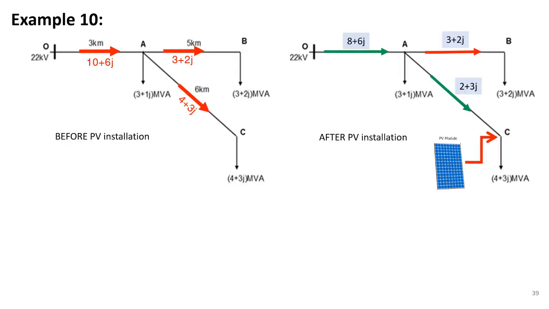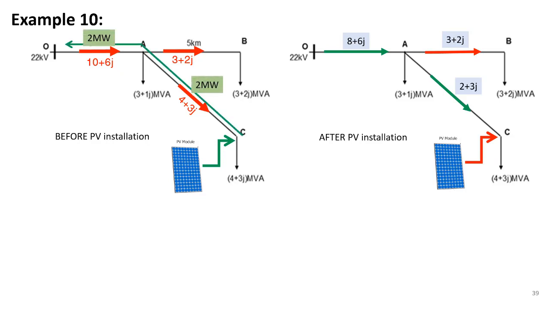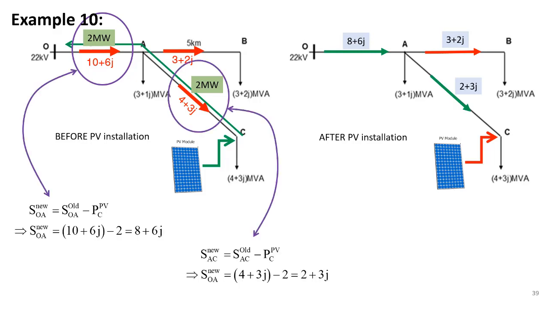Comparing the power distribution diagrams of example 9 and example 10, we can see that if we apply this superposition theorem, we can imagine that there are two power sources working simultaneously on the circuit. One source at node 0 pumping power toward node A, B, and C, and the other source at node C pumping 2 megawatt active power backward to node A and node 0.